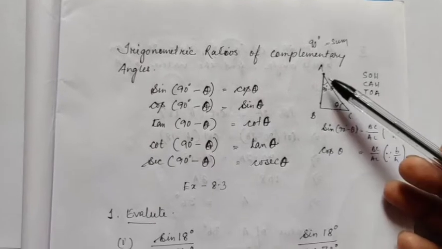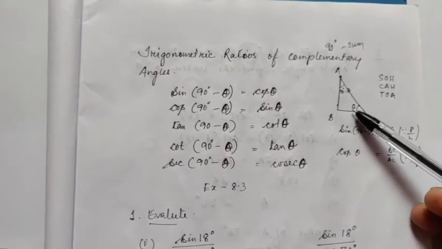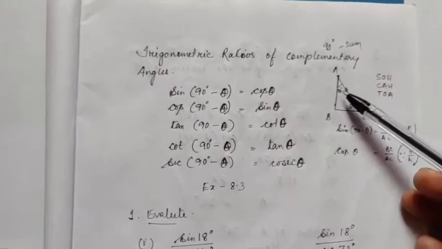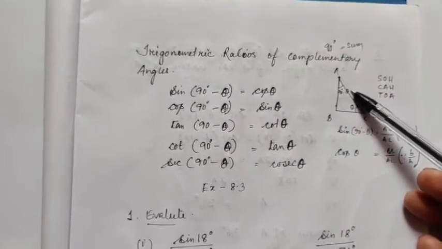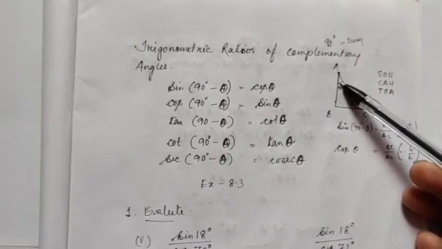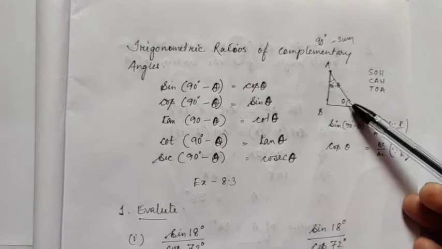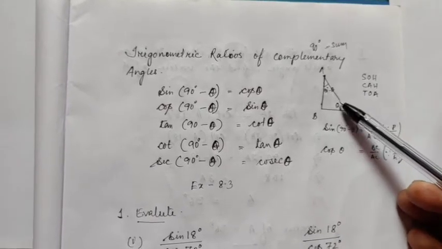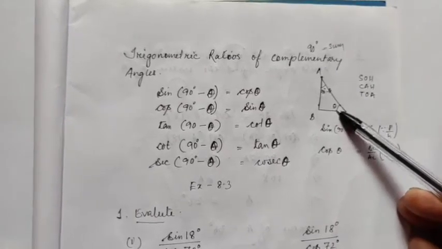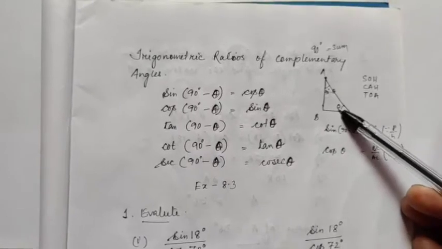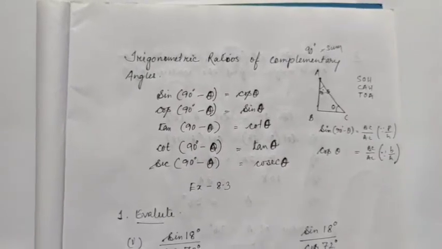Now see, in the diagram ABC, if this angle is theta, so definitely this will be 90 minus theta. That means the sum of this angle A and angle B both is 90 degrees. That means A and B are complementary angles. Okay, so if this is theta, then this will be 90 minus theta.